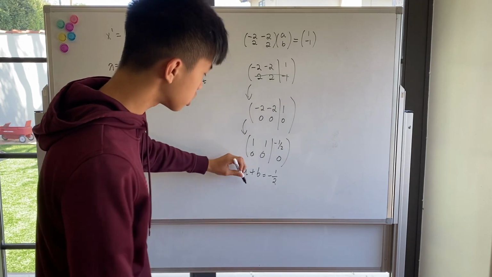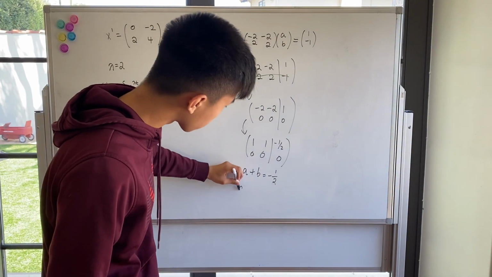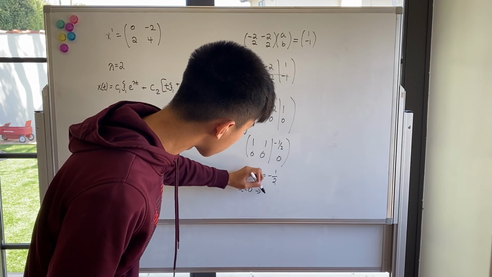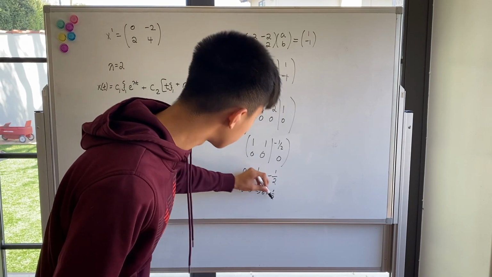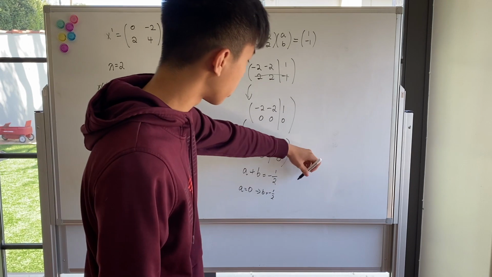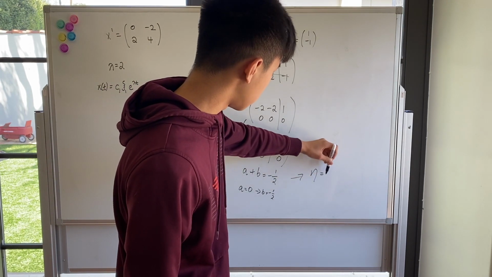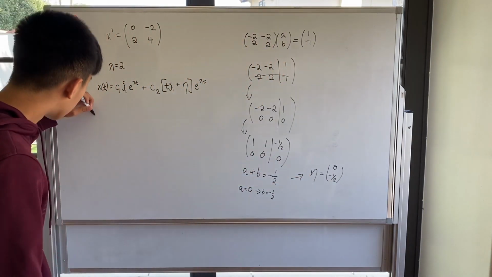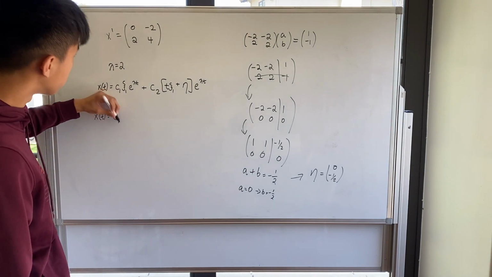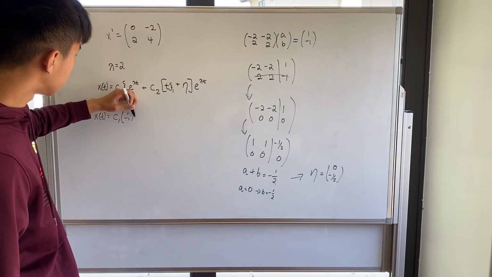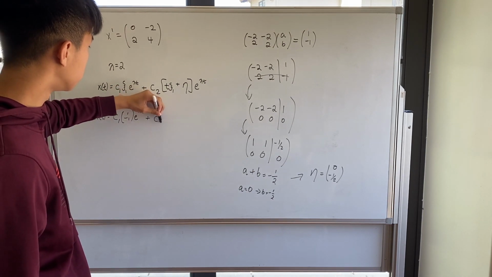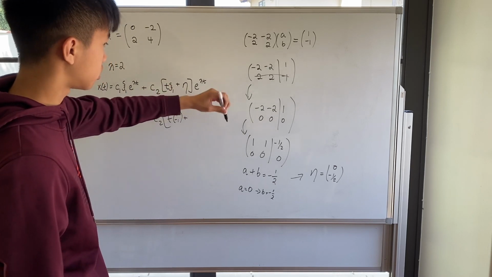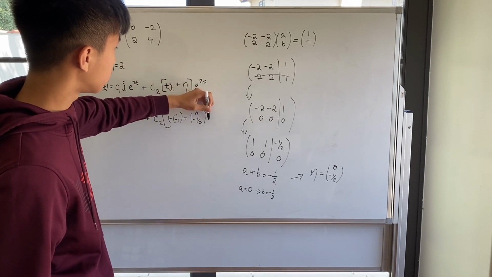So we could just plug in any number for either value. I'm just going to plug 0 in for a. That would mean that obviously b equals -1/2. So our generalized eigenvector is equal to 0, negative 1/2. Then our general solution can be C1 times 1, negative 1, e to the 2t, plus C2 times 1, negative 1, plus 0, negative 1/2, e to the 2t.